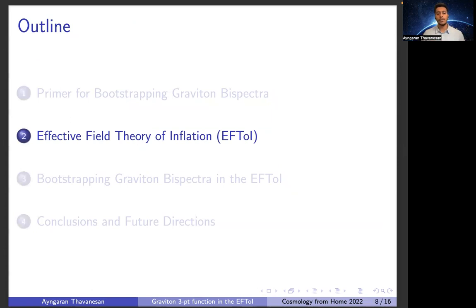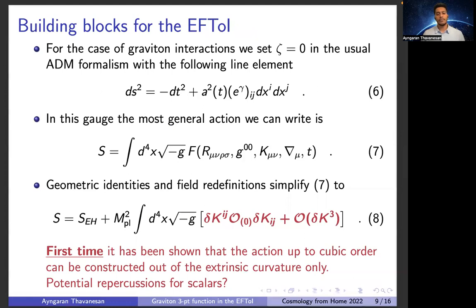So I'll now briefly review the EFT of inflation from a Lagrangian or bulk perspective and categorize the operators which contribute to the graviton bispectra in the EFT of inflation. Starting with the usual ADM formalism, we work in unitary or Maldacena gauge, where the gauge is fixed completely by taking the graviton to be transverse and traceless. Since we're interested in graviton interactions, we set the curvature perturbation zeta to 0, which through the constraint equations sets the lapse variable to be 1 and the shift to be 0 at cubic order in gamma.